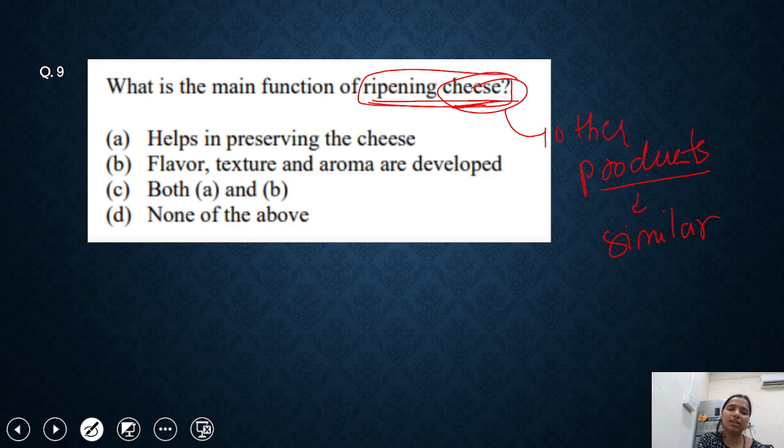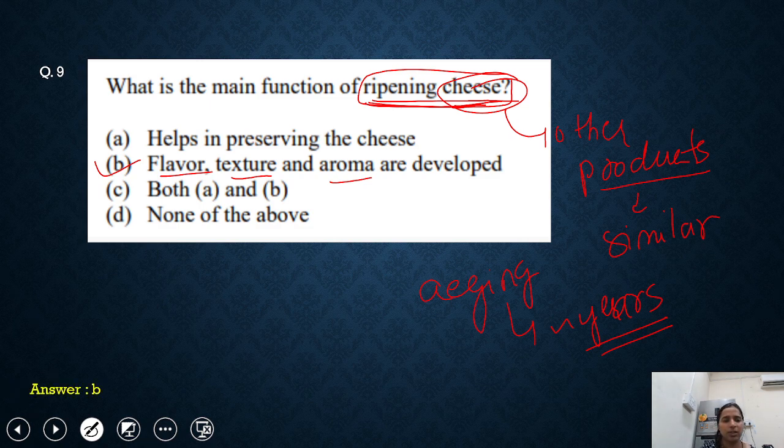It helps in enhancing the flavor, texture, and aroma. Like the aging process, you can say. So this mainly helps in developing the aroma and the texture and flavor enhancement. That's why this aging is done, and in some cheese it lasts up to years. So the function of ripening cheese is that flavor, texture, and aroma are developed. So for this question, the answer is B.